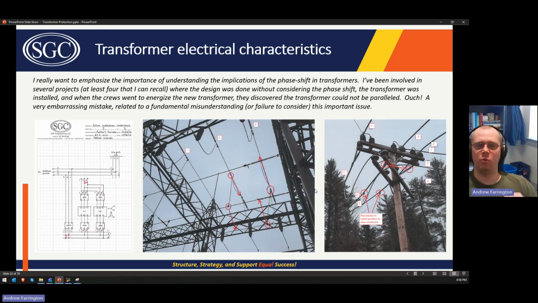So I wanted to give a real world example of a situation I ran into during my career where this came into play. These are a couple of pictures from a small municipality that was having some issues with their system, and I got involved to do an event analysis for a fault that they had misoperated for.